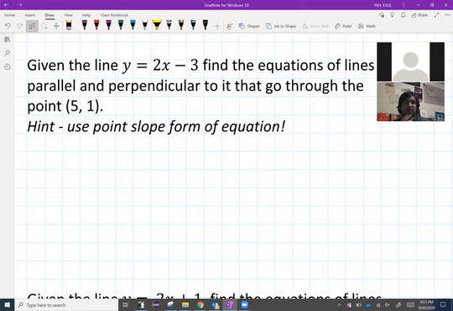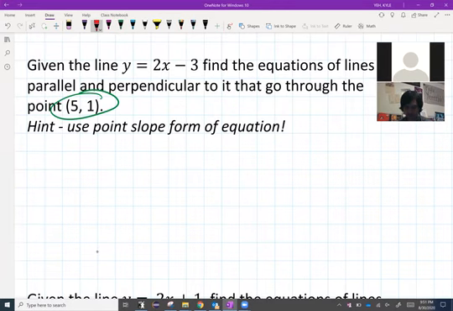So given the line y equals 2x minus 3, find the equations of lines parallel and perpendicular to it that go through the point 5, 1. So we're looking for two answers, a parallel line and a perpendicular line that go through this point. And we are told, as a hint, to use point slope form. Makes sense because we're given a point.